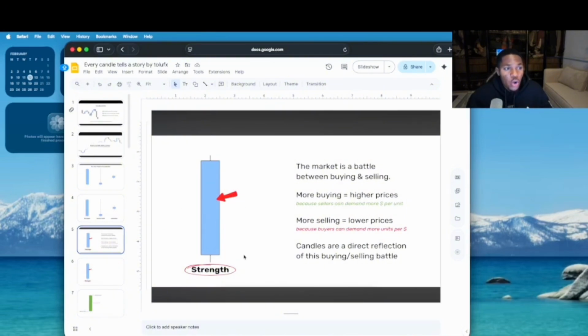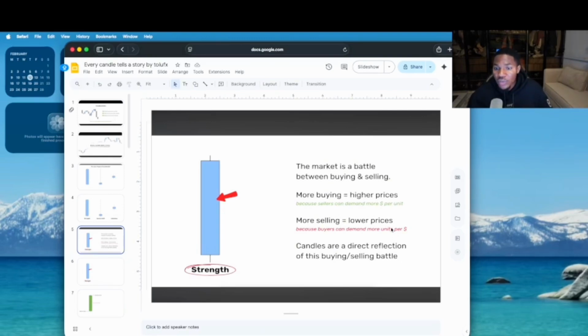This is exactly what the strength candle looks like. But before we start talking about this topic, there is something we are not going to ignore, which is that we need to first understand that the market is a battle between buying and selling. What does it mean? Each time we see more buying pressure, it equals higher prices, and this might be because sellers can demand more dollars per unit. But anytime we see more selling, it equals lower prices, which means we expect price to go down, correct? Because buyers can demand more units per dollar.